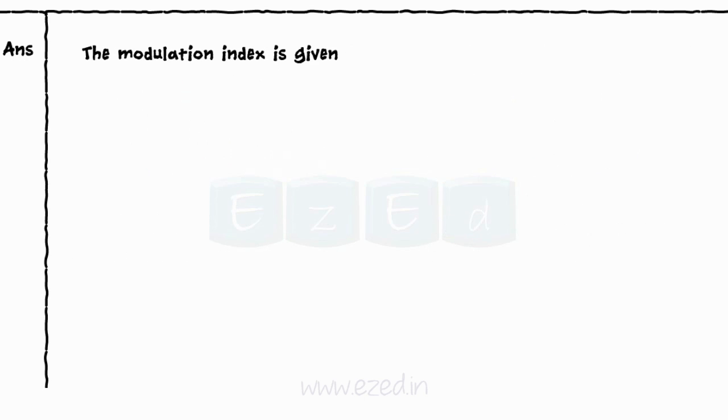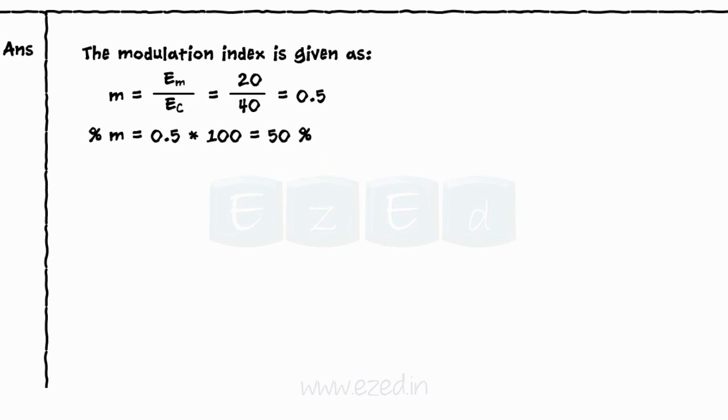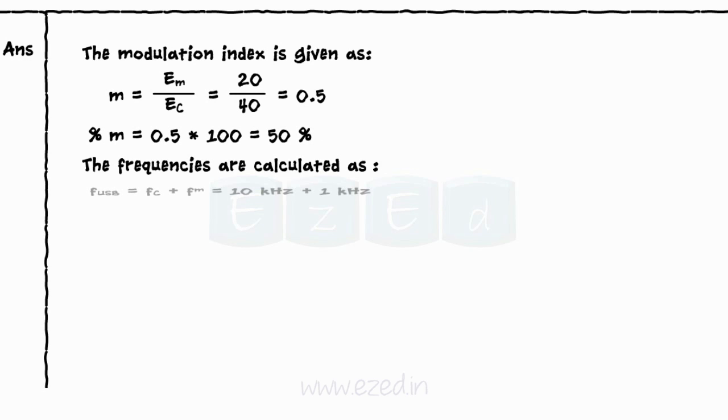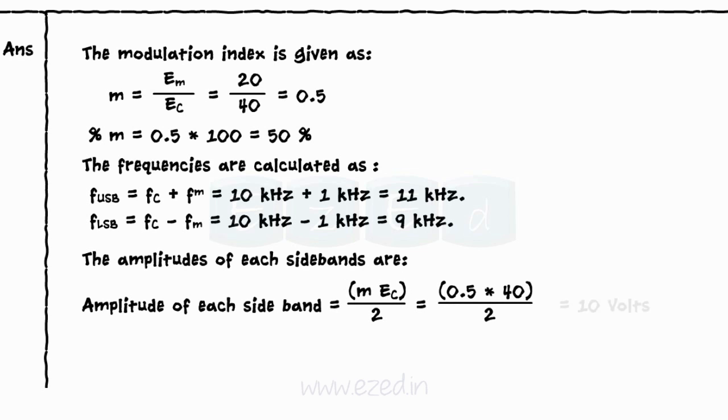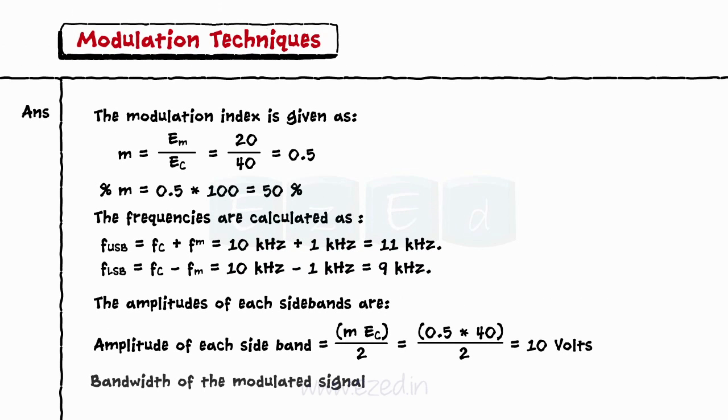The modulation index is calculated as ratio of Em to Ec and comes out to be equal to 0.5. Thus percentage modulation becomes 50%. The upper side band frequency equals carrier frequency plus modulating frequency equals 11 kHz, and lower side band frequency equals carrier frequency minus modulating signal frequency equals 9 kHz. The amplitudes of each side band are m Ec by 2 equal to 10 volts, and the bandwidth required is 2 into fm equals 2 kHz.